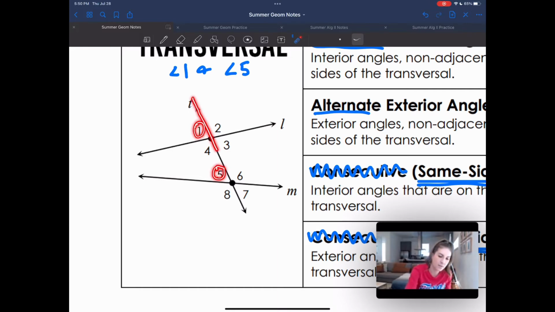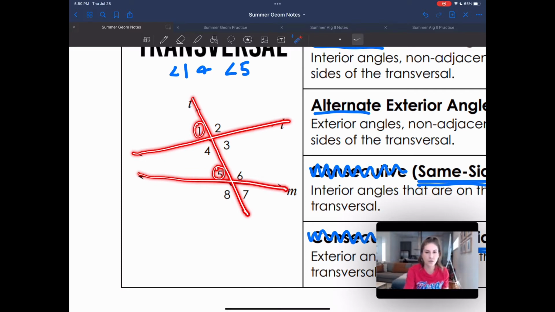Well, I know I need to look at my transversal. They are on the same side, so maybe they're like same side interior or same side exterior. But do you see what the problem is here? If you look at these lines, are they interior or exterior? Well, one of them's on the interior, right? 5's on the interior, but 1 is on the exterior. When this happens, don't be fooled. It's not one of your same side angles.